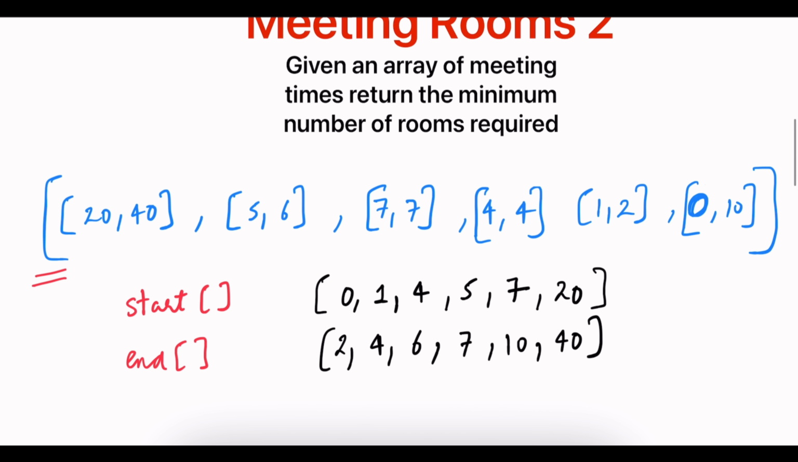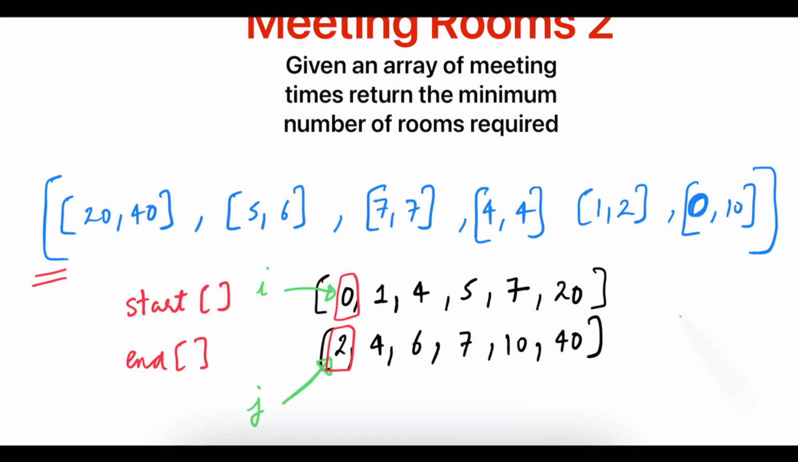So we can use 2 pointers. The first pointer is at the 0th index of the start array and the second pointer is at the 0th index of the end array. So this value 0 is the start time of some meeting and this value 2 is the end time of some meeting. It is not necessary that these are the start and end times of the same meeting. These can be the start time and end time of any meeting.